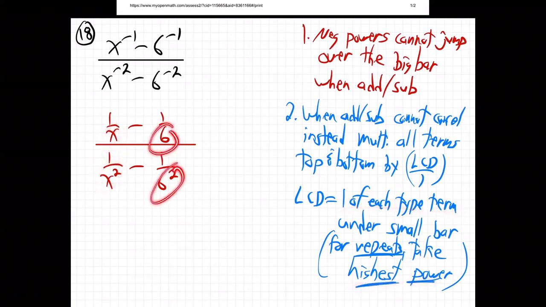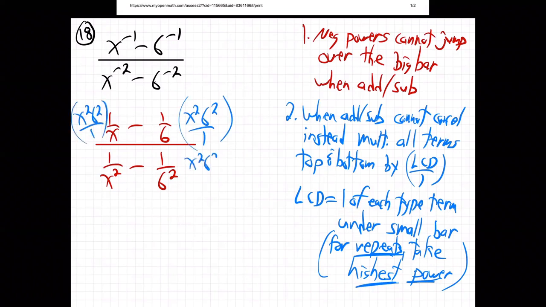And when you got 6 and 6 squared, same thing. I'm not going to take both of those. You're only going to take one of each type of item that's under a small bar. Which one? The higher power, the 6 squared. So I'm going to take x squared and 6 squared. So the LCD is going to be x squared 6 squared over 1. Multiply all four terms, right?